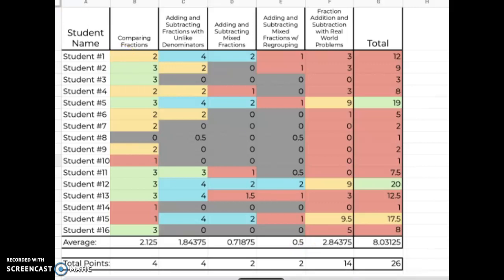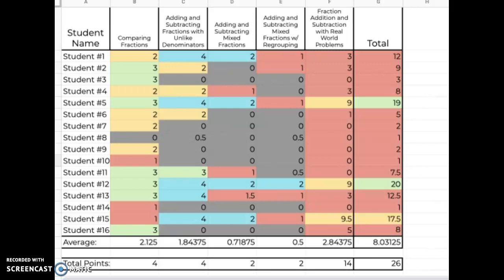Looking at the data analysis part, I think what really stands out in my data is the comparing fractions side. I'm really surprised that my students remembered comparing fractions. That was the very first thing we did, which was probably like the second or third week of school. And for the majority of my students to be successful in that area compared to the other areas was really surprising.